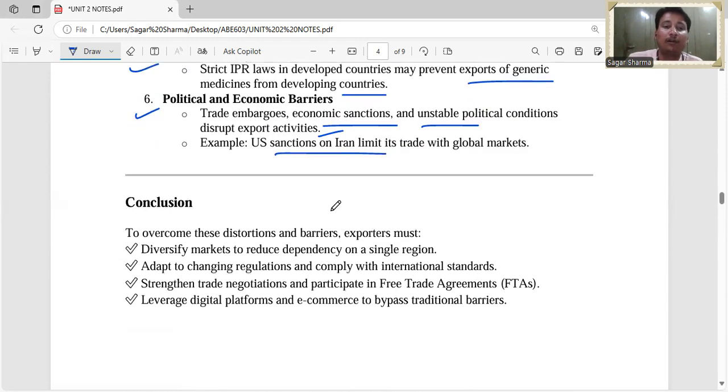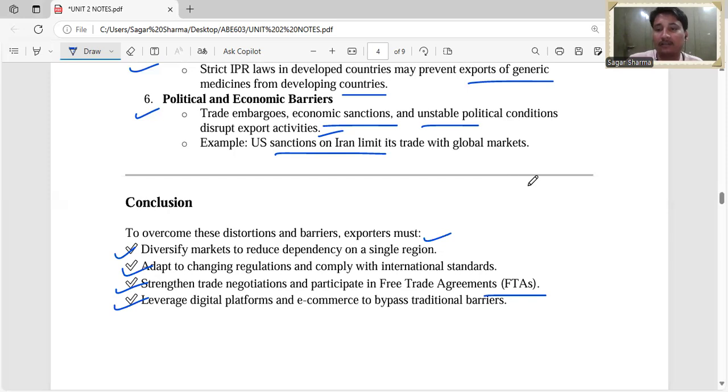After that, what are the challenges and how to overcome these distortions and barriers? Some points exporters must remember: diversify markets to reduce dependency on a single region, and adapt to changing regulations and comply with international standards. Exporters should strengthen trade negotiations and participate in free trade agreements, and leverage digital platforms and e-commerce to bypass digital barriers.